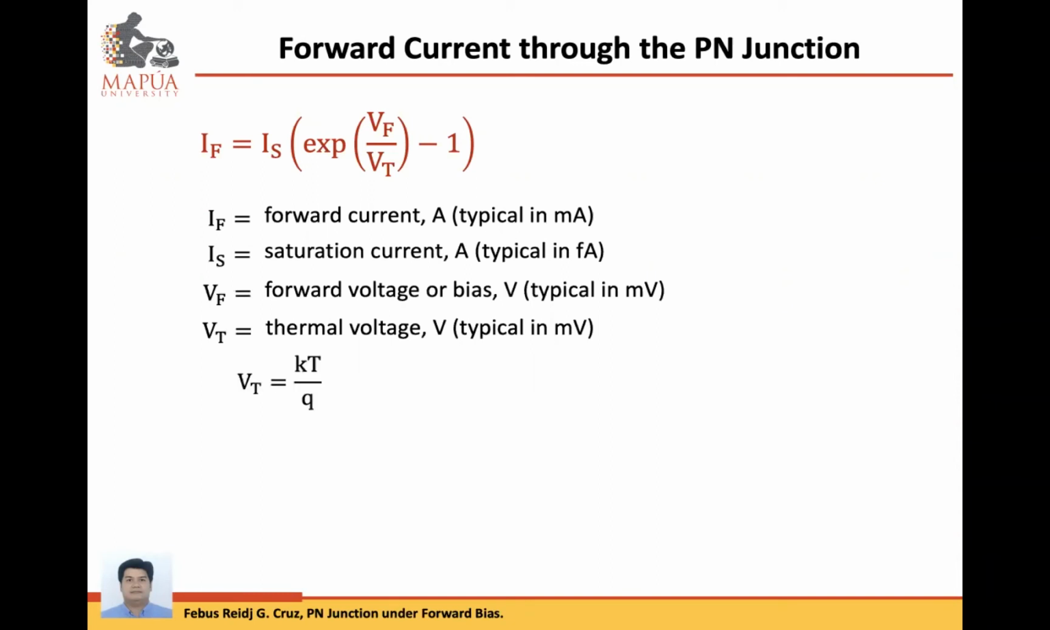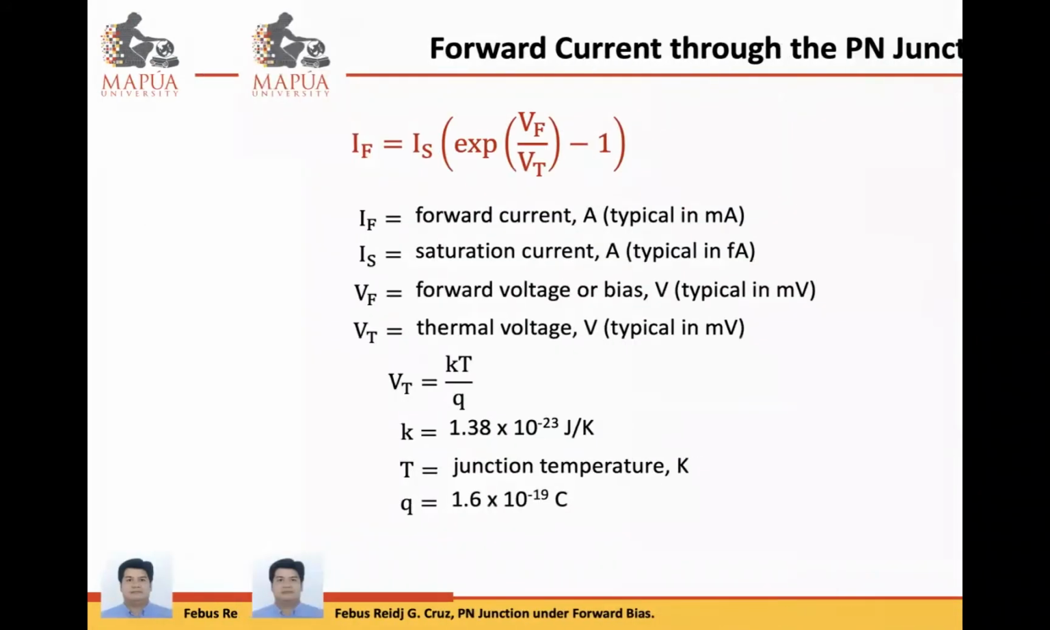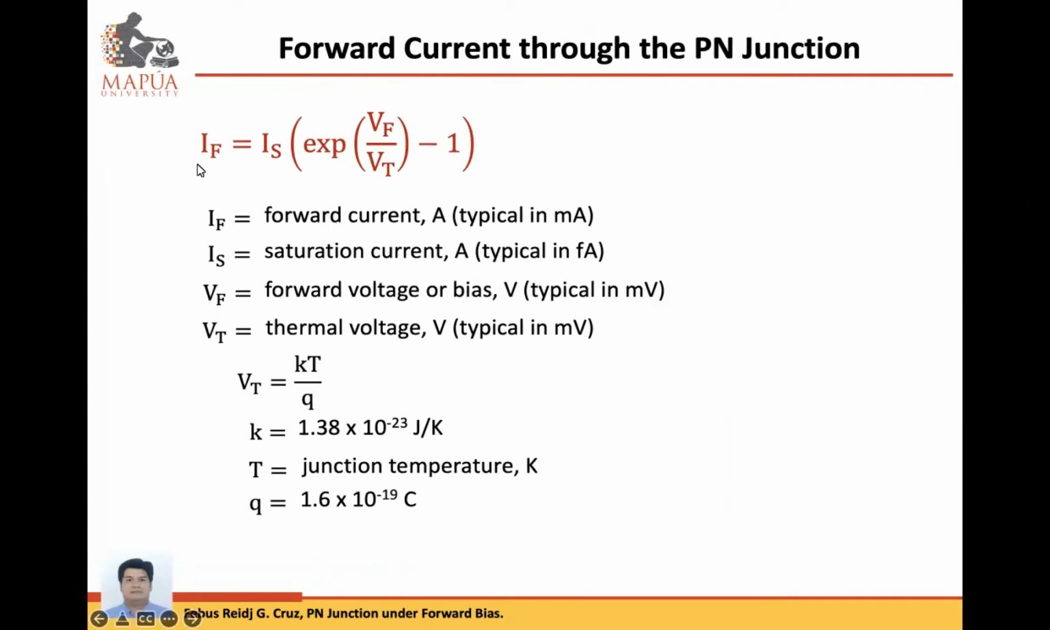We can calculate the thermal voltage using KT over Q. K is the Boltzmann constant. T is the junction temperature, the temperature inside the PN junction in Kelvin. And Q is the charge of carriers. Based on this, if you want higher forward current, it requires higher saturation current or a larger forward voltage. Pag mas malaki, exponential yung effect niya, no? As you increase the forward voltage, it will result in an exponential increase in the forward current.